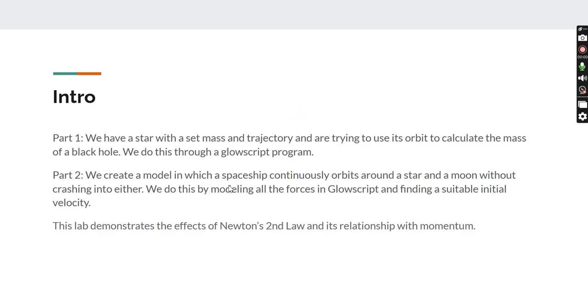A little intro. In part 1, we had a star with a set mass and trajectory, and we are trying to use its orbit around a black hole to calculate the mass of the black hole. And we do this through a GlowScript program. And in part 2, we created a model in which a spaceship continuously orbits around a star and a moon without crashing into either one.